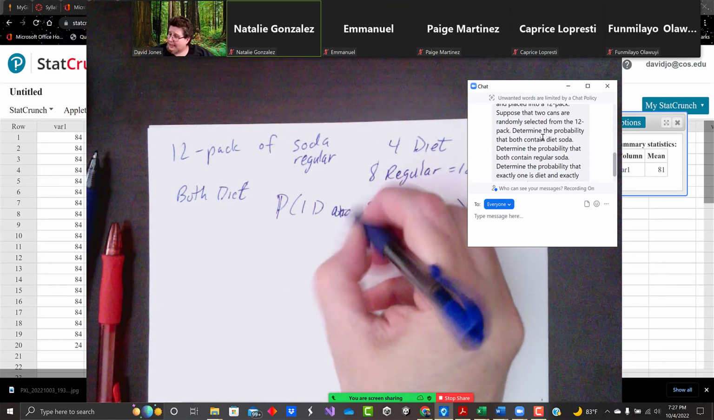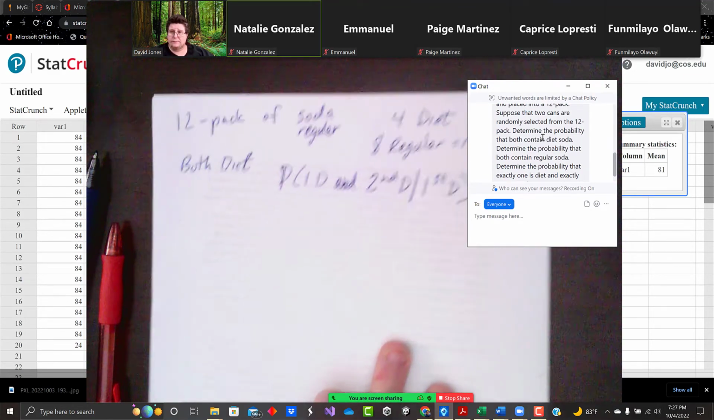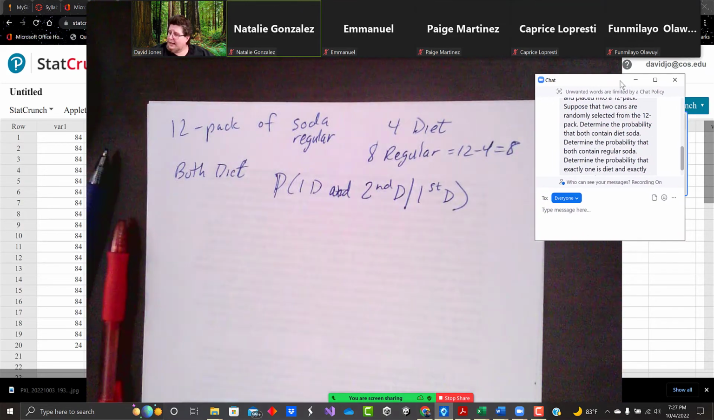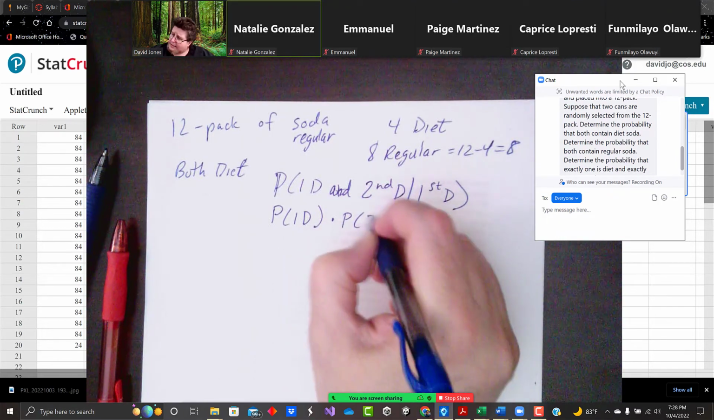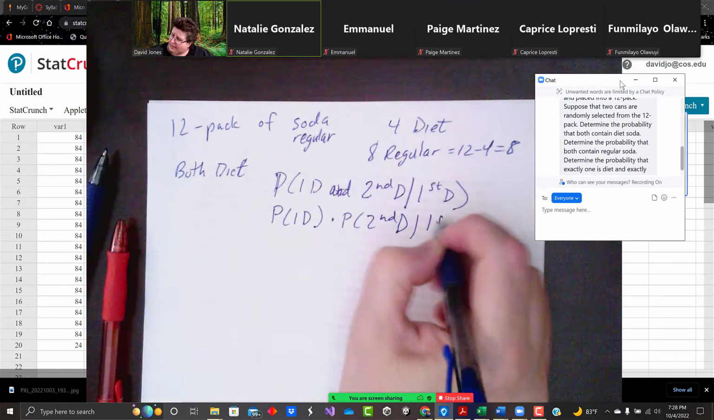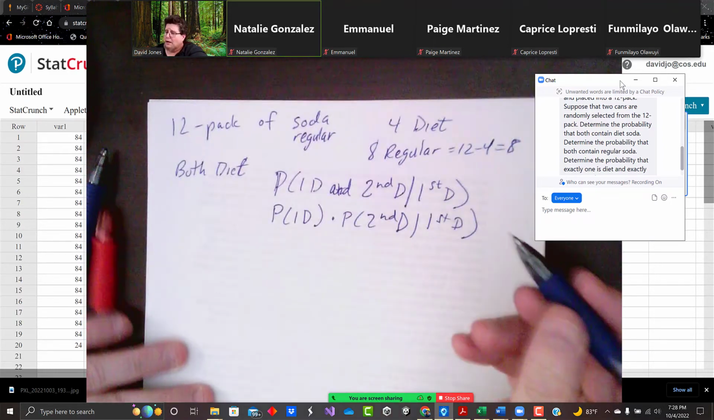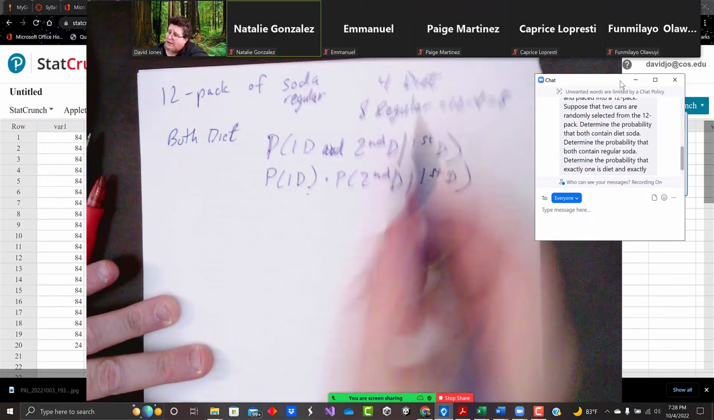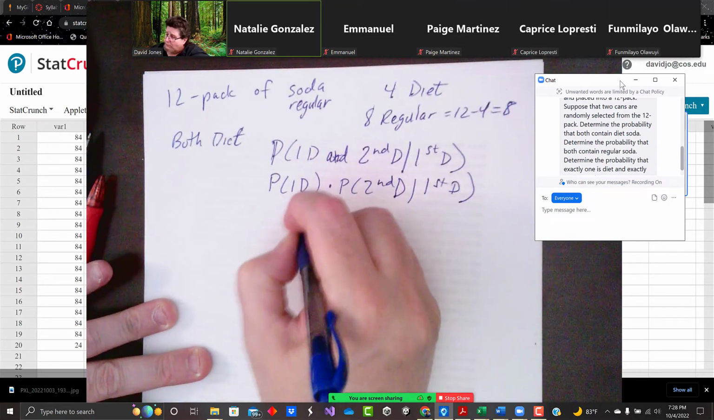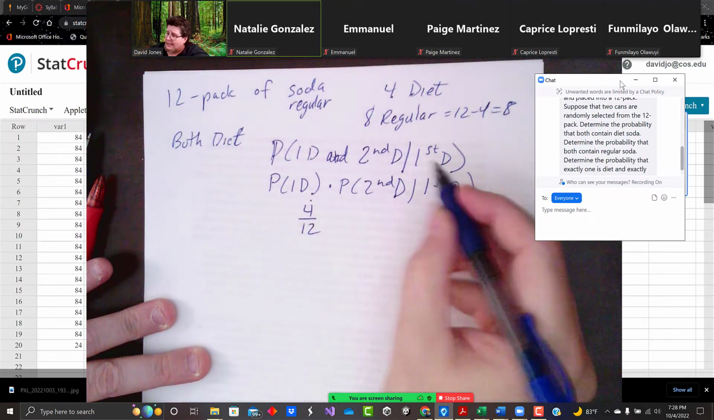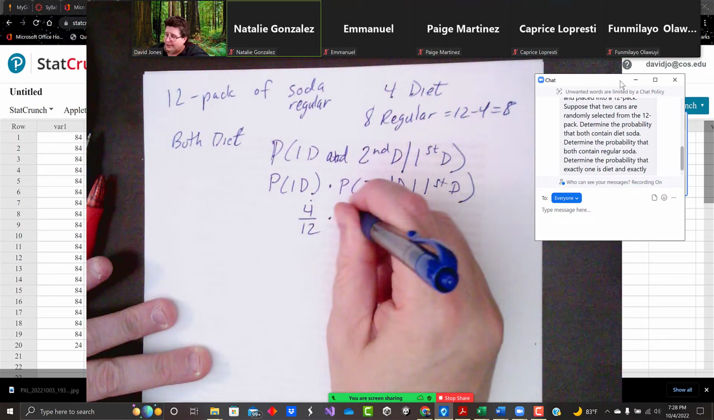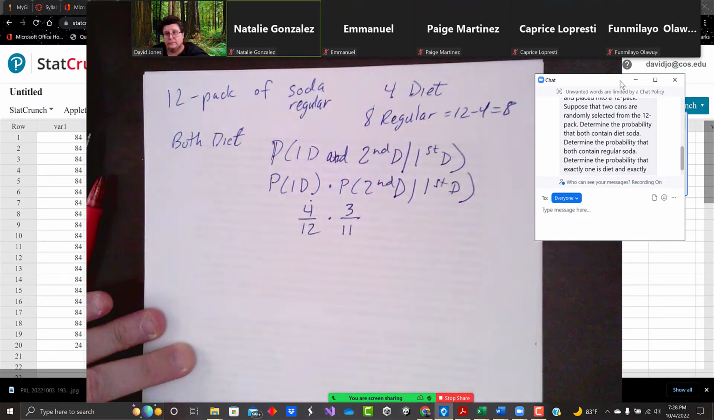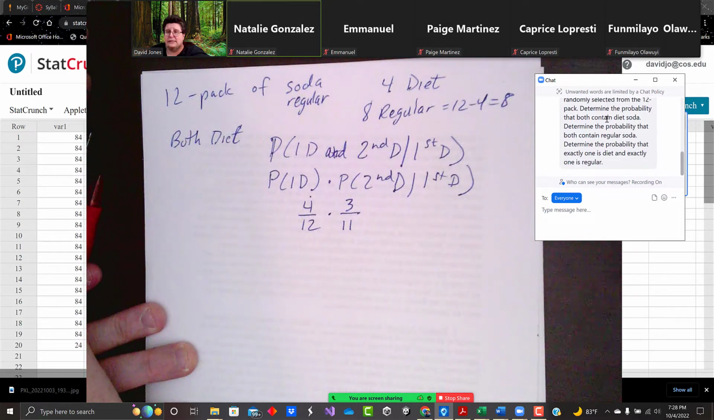And plus means like "or," and "and" turns into multiplication. The probability that the first is diet times the probability that the second is diet given that the first is diet. Well, the first one being diet, there are 4 cans out of 12. The second can being diet, there are only 11 cans left in the 12-pack, and only 3 of them are diet. And you find it that way.